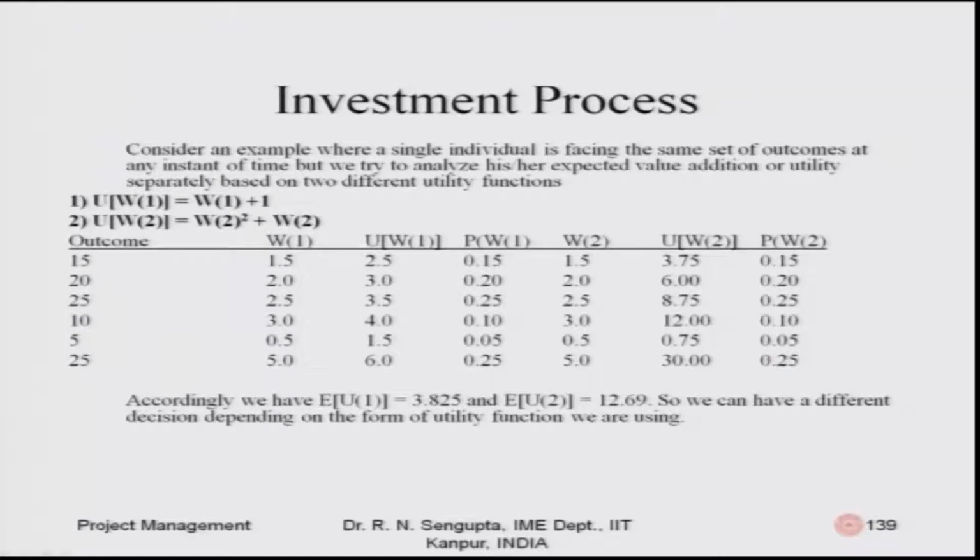How do we find out the expected value? It will be this into this plus this into this till the last term, this into this, sum them up. Similarly, for utility 2, that is 3.75 into 0.15, continue doing this till the last term, which is 30 into 0.25, add them up. I have the expected value is 3.82, second one is 12.69. So, we have a different decision based on the fact that somebody is using utility function 1 or utility function 2.